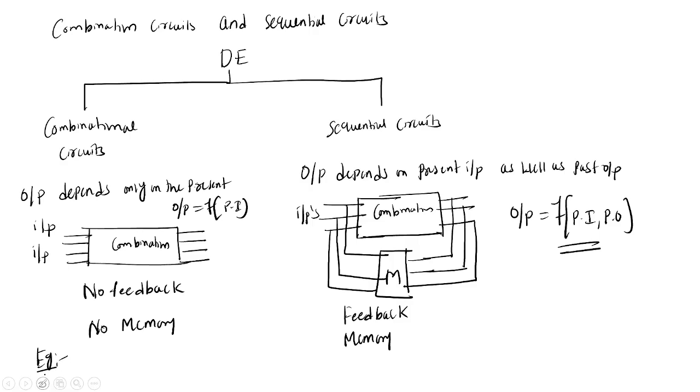As examples of combinational circuits, we are going to discuss so many: half adder, full adder, half subtractor, full subtractor, mux, demux, encoders, decoders, code converters, and comparators. All these are combinational circuits.